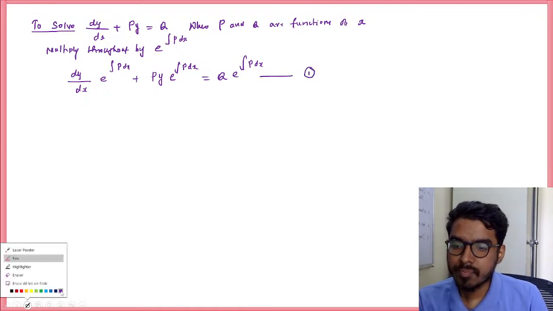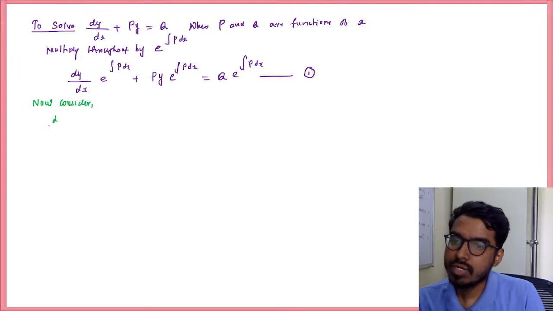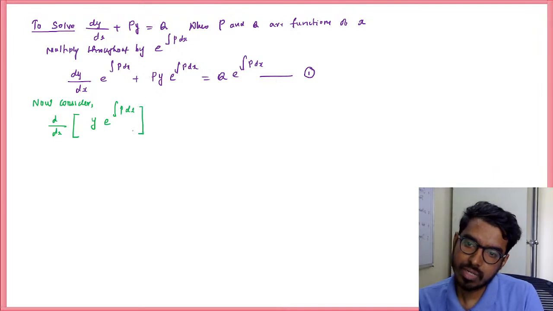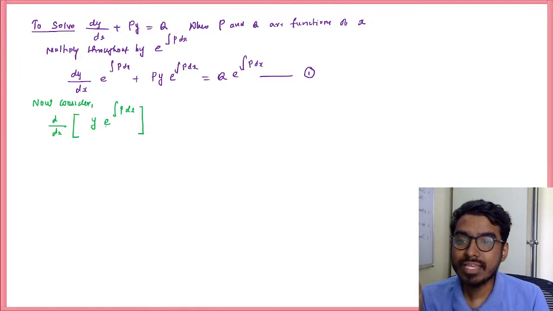Now consider, what will be d by dx of y into e power integral P dx? I'm going to find out this value so that you will get to know something about it. I'm going to find d by dx of y into e power integration of P dx. So we will apply the uv method here.